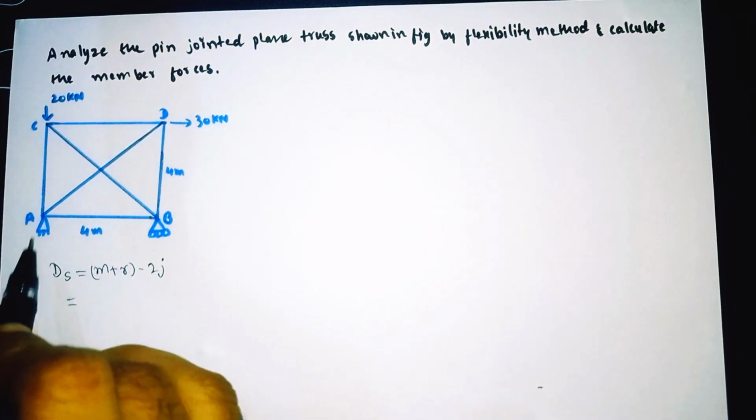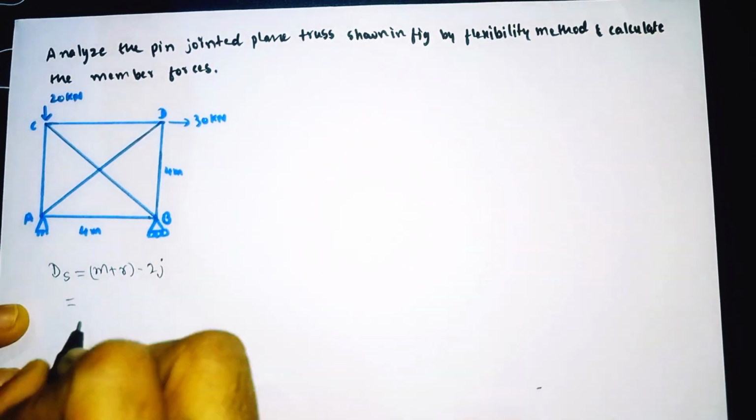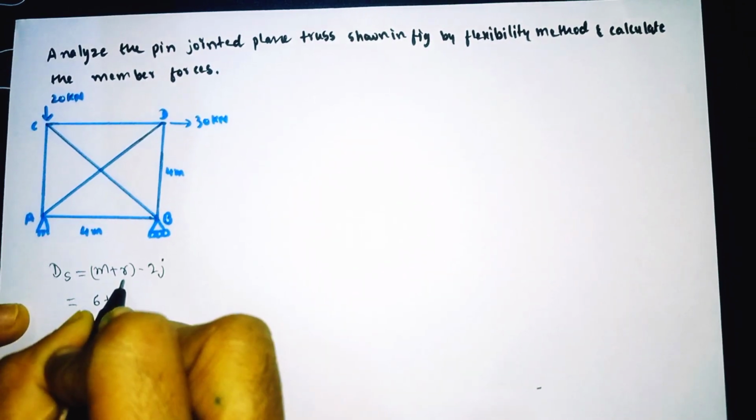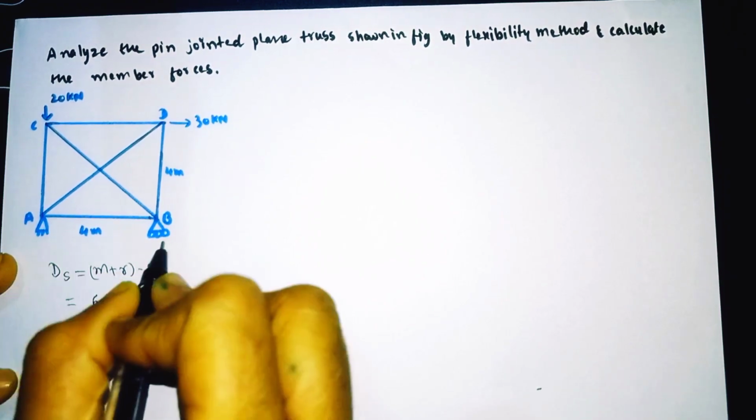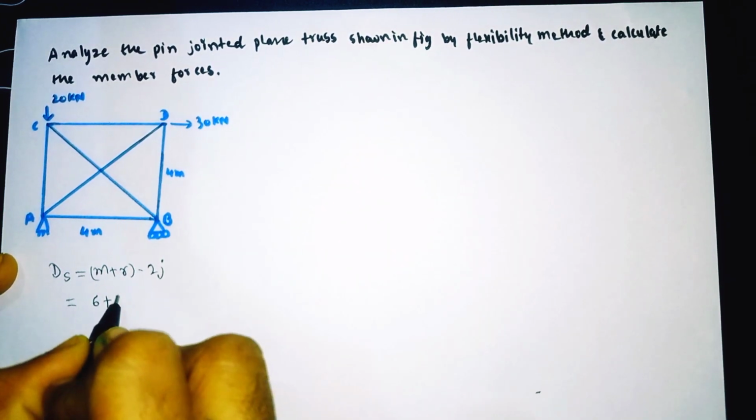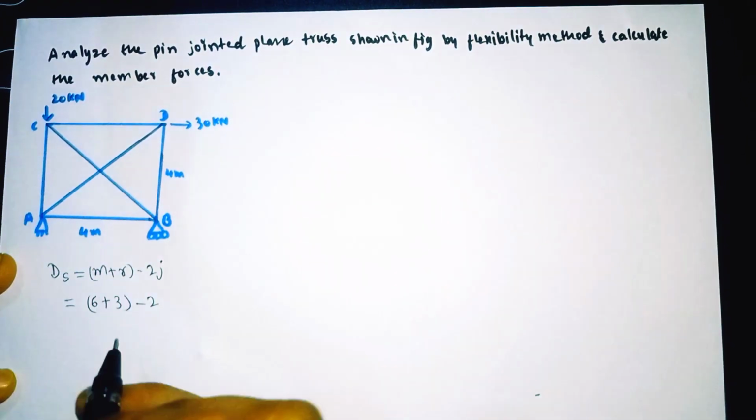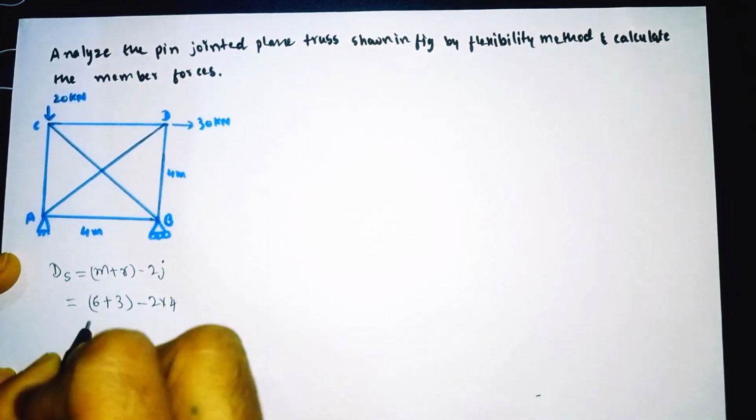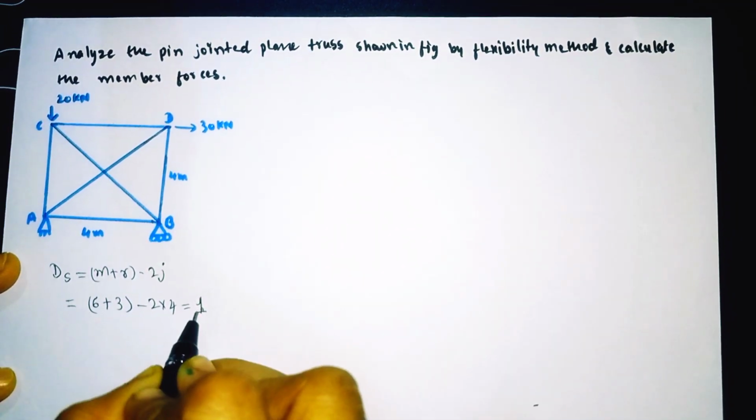Here m is nothing but members. How many members are there? 1, 2, 3, 4, 5, 6. So members is 6, plus unknown reactions. How many unknown reactions are there? At the hinge support there are 2 and at the roller there is 1. Total number of unknowns is 3. So 6 plus 3 minus 2 into how many joints are there? 1, 2, 3, 4. Number of joints is 4. So now solve it. It will come out as 1. So 1 means the number of redundants is 1.